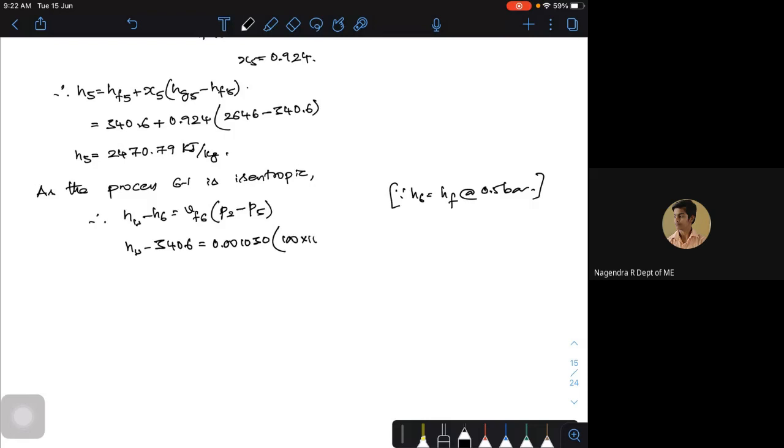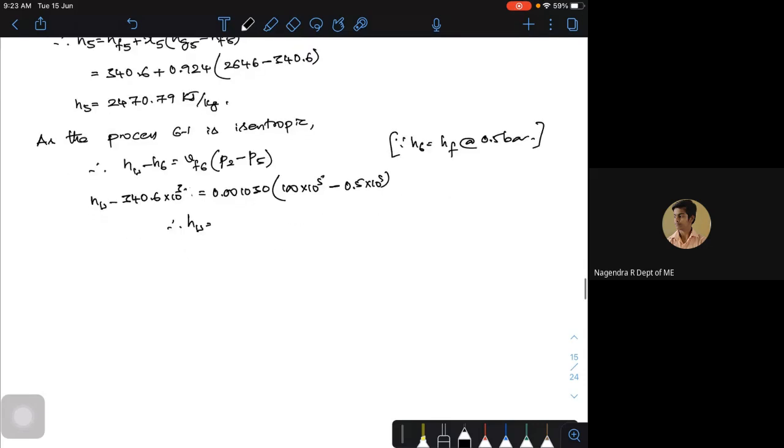Let me put it: 100 into 10 to the power of 5 minus 0.5 into 10 to the power of 5. So here I have to put H1s minus 340.6 into 10 to the power of 3. Whatever value you get for H1s, divide by 1000 and you will get it in kilojoules per kg. So tell me the value of H1s. It should be slightly greater than 340.6. It is 350.85. So this is the value of your H1s.